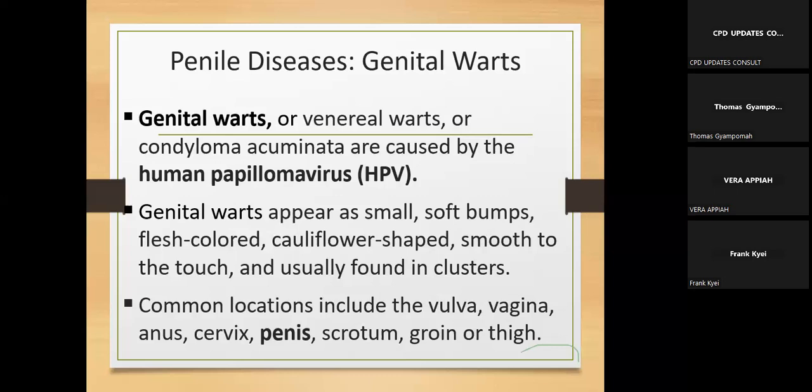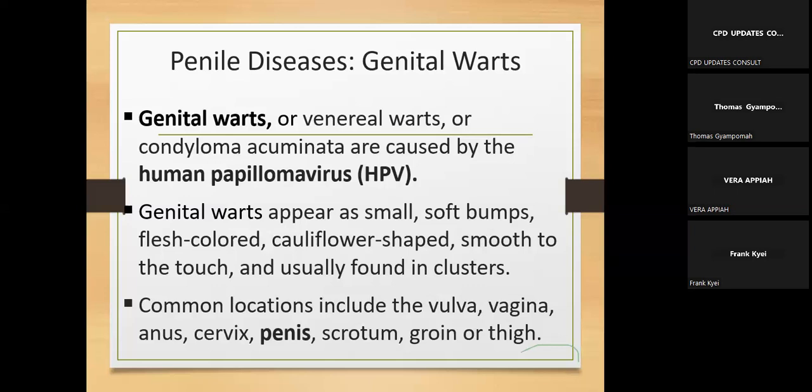So genital warts are also called venereal warts. Venereal will tell you that they are sexually transmitted. So you will not just get warts. It is a sexually transmitted disease, and for that matter, human papilloma viruses are sexually transmitted. That's why some people call it venereal warts, and genital warts because they are usually around the genital area.